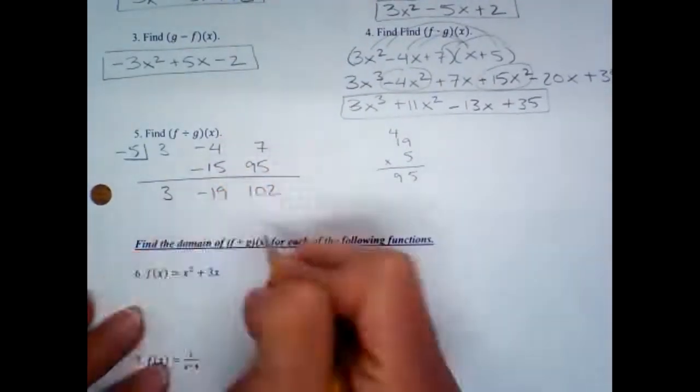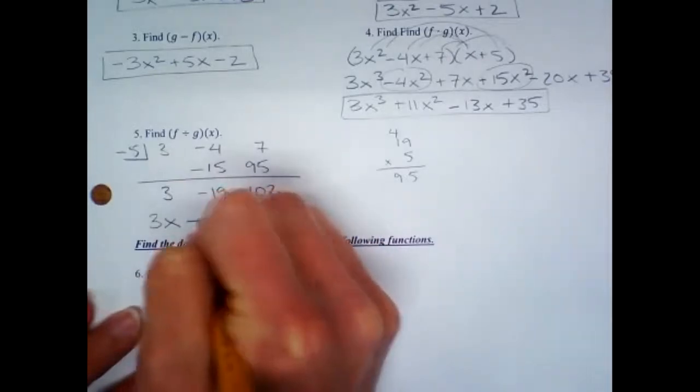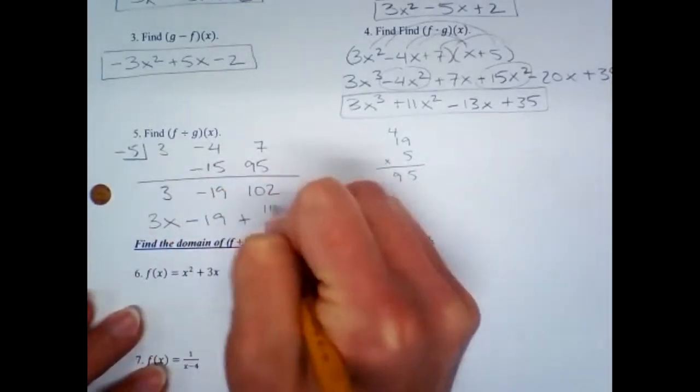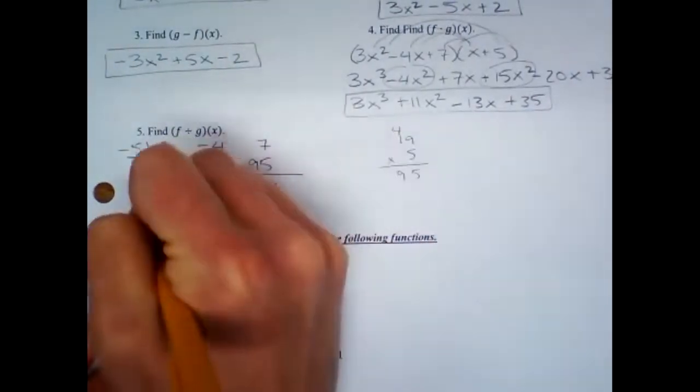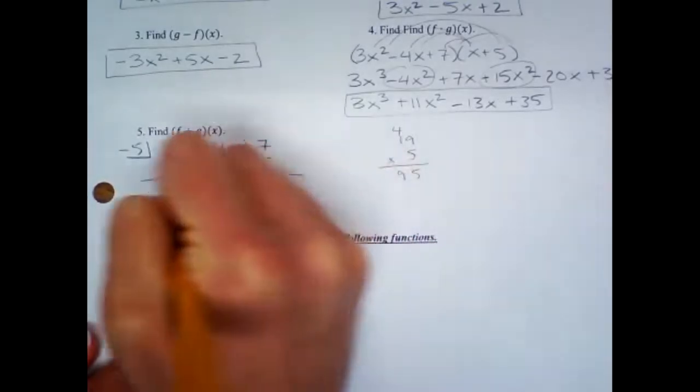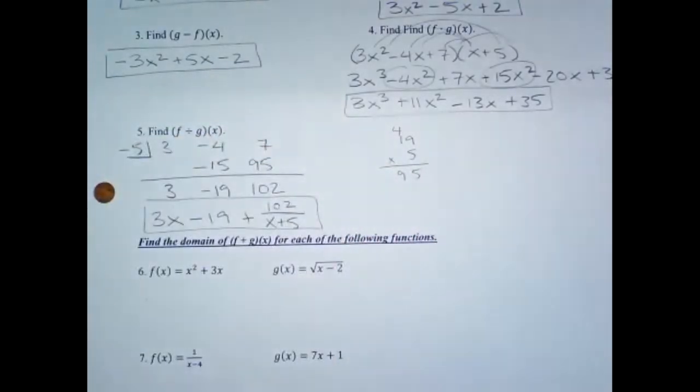So put the x's back in. It'll be 3x minus 19, plus 102 over x plus 5. All right, so we did the combined functions: add, subtract, multiply, divide.